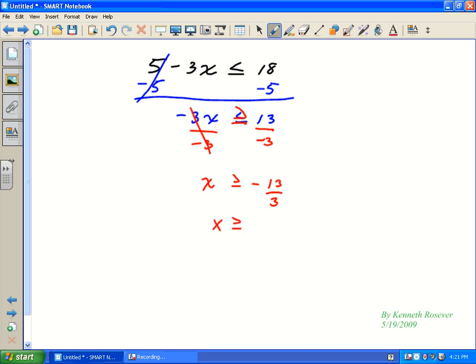X is greater than or equal to, now you can write that fraction as it is, or you can write it as an improper fraction. You can write it as a mixed number. You could say negative 4 and 1/3. And to graph that, I would have to go somewhere between negative 4 and negative 5 is this number, 4 and 1/3. It includes that, but x can possibly be greater than that. So the solution set for this inequality is anything to the right of negative 4 and 1/3.